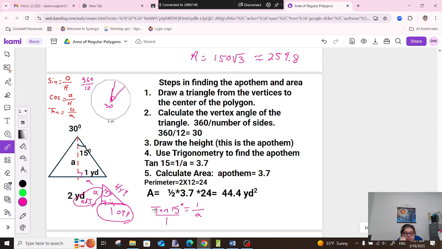When I cross multiply, I get apothem times tangent 15 degrees is equal to what? 1. So I take 1 and divide it by tangent 15 degrees. And what do I get?